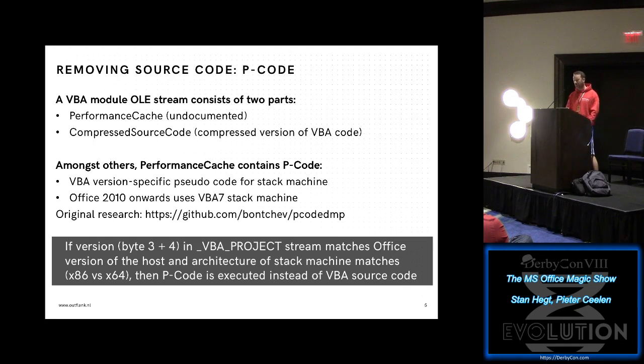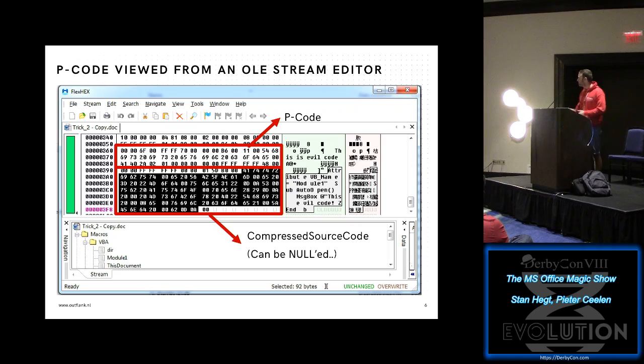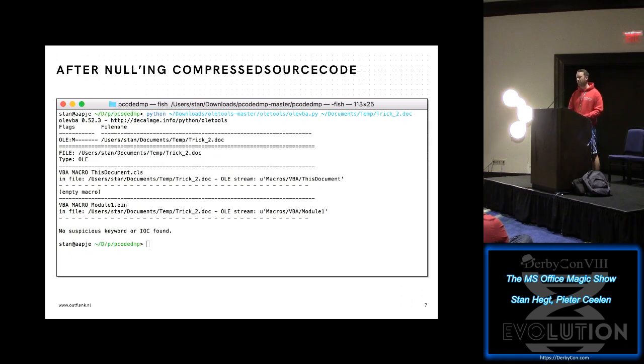So, to explain it really easily, again, let's open our module stream. What you see on the bottom is the compressed source code, and what you see on the top is the P-code. So what you can do, if you know the exact version of Word or Excel that your victim is using, is null out the compressed source code, leave the P-code in there, and then actually the P-code runs instead of the VBA source code. So if you then go to your analyst tool, again, the macro has completely disappeared. We're still looking into fully weaponizing this, but for the time being, it's not that difficult.